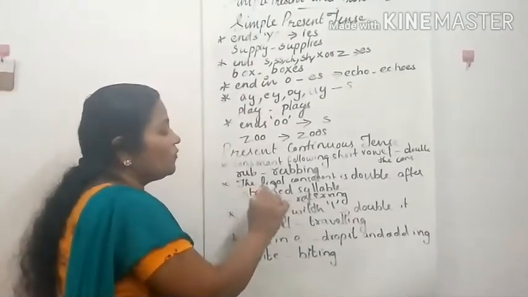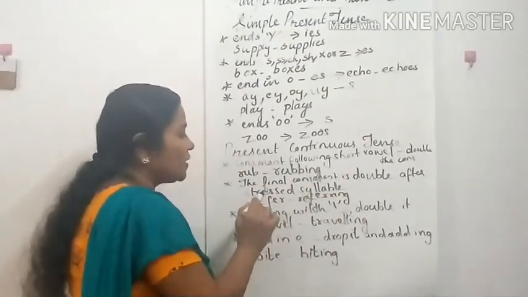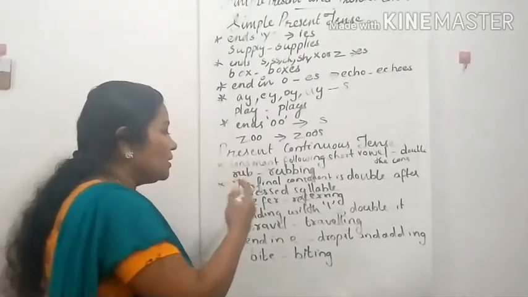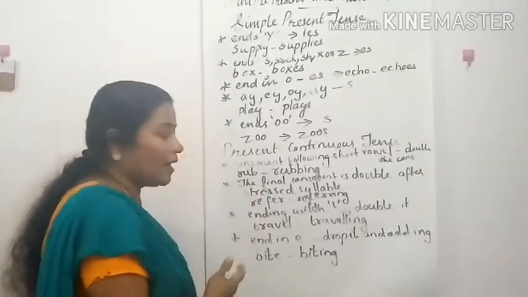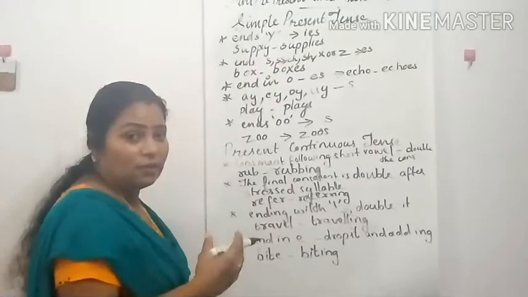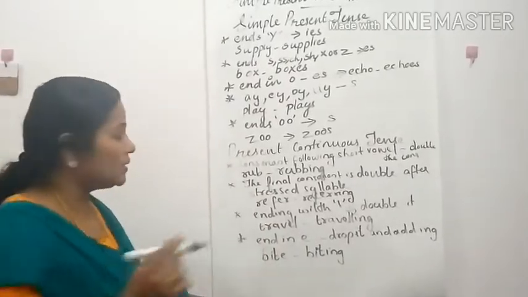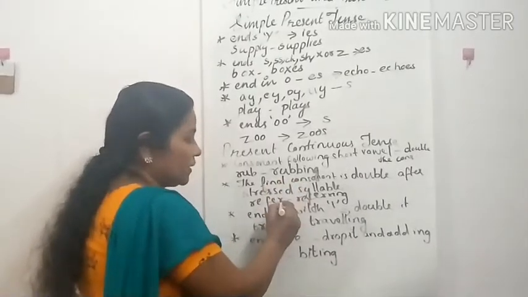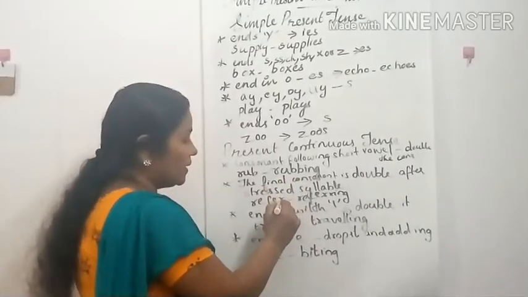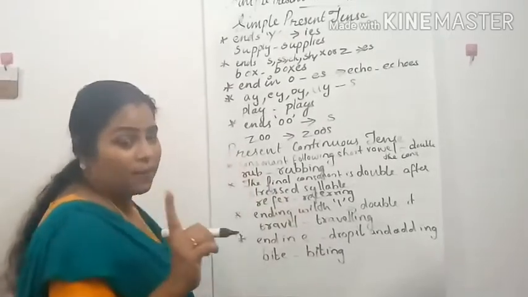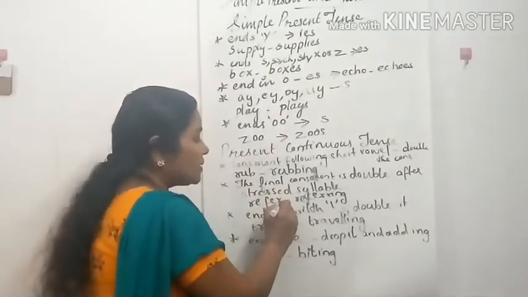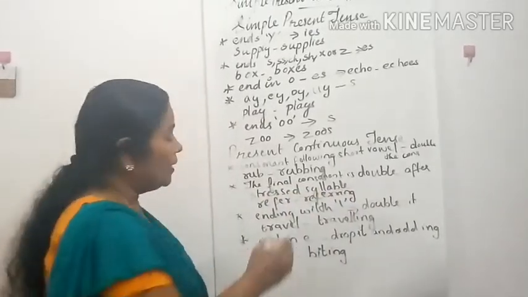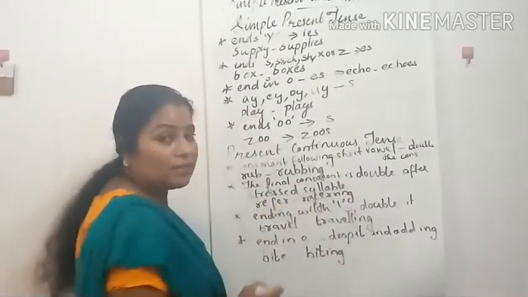The next one is the final consonant is doubled after a stressed syllable. See, stress in a syllable. See for example, refer. So, that we are stressing it. So, after that, if the final letter is a consonant and it is a stressed syllable, then that last letter will be doubled and you have to add ing to it. Okay, last letter doubled and ing added here.